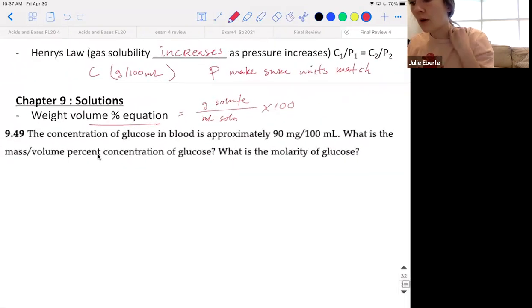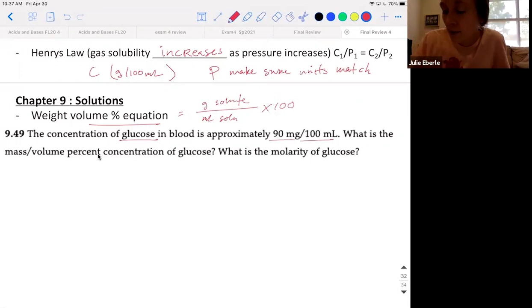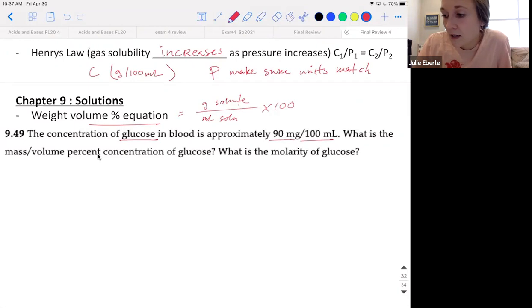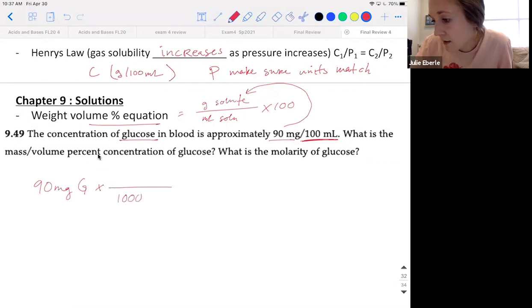So the example problem here is, let's say the concentration of glucose in blood is approximately 90 milligrams per 100 ml. What is the percent concentration of glucose and what's the molarity? So you're given 90 milligrams and we just need to convert that to grams, and then we just plug in 100 milliliters. So 90 milligrams of glucose. We know there's 1,000 milligrams in 1 gram. So we just divide 90 by 1,000. Equals 0.09 grams.